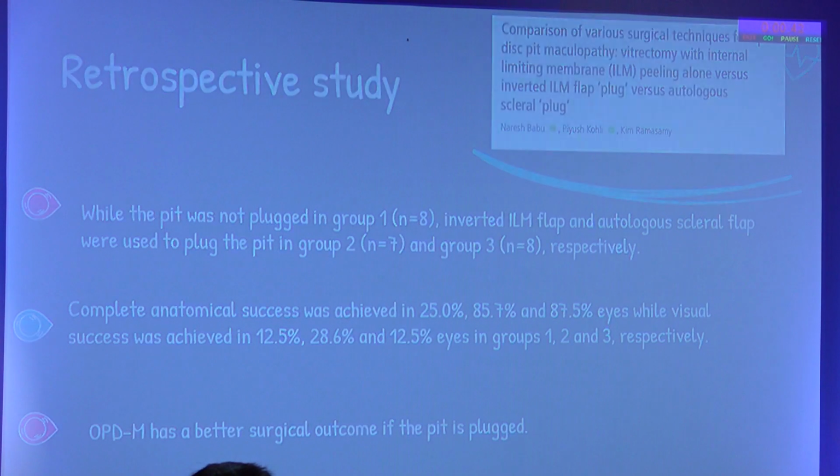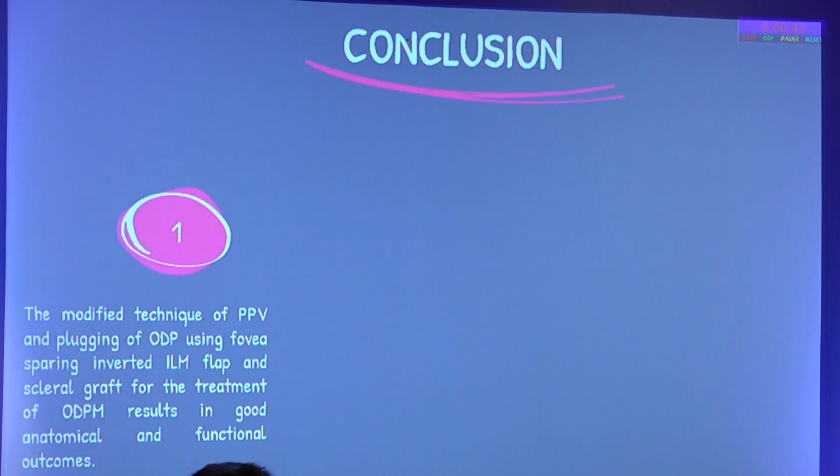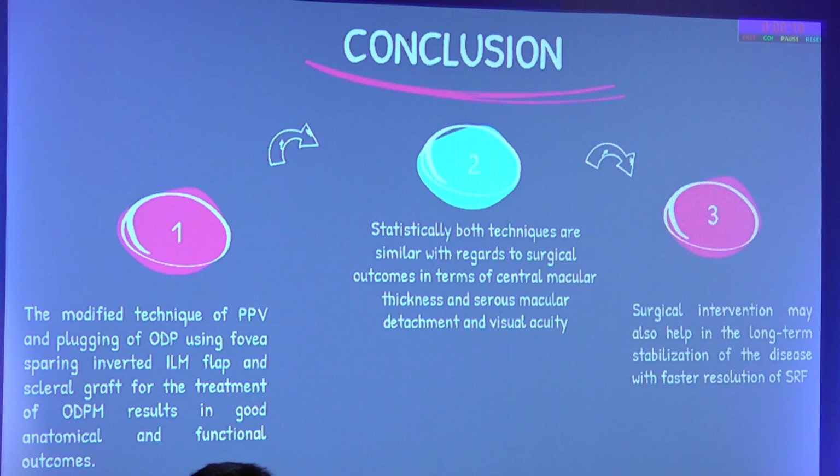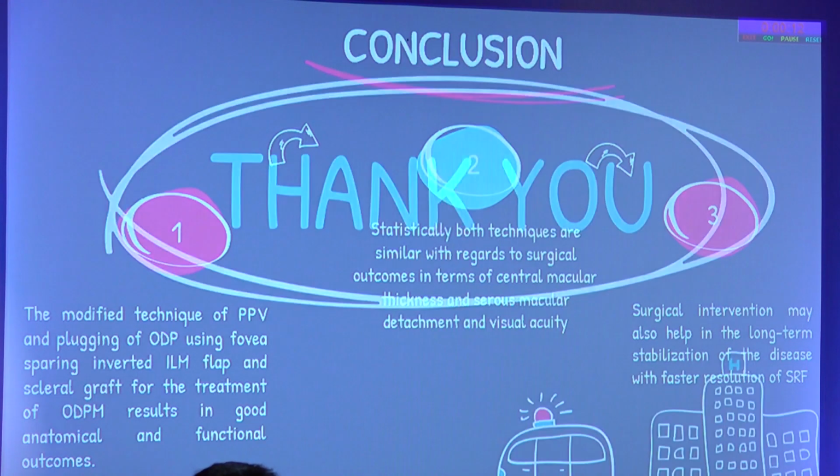So to conclude, the modified techniques of pars plana vitrectomy and plugging of the pit, using a foveal sparing inverted ILM flap and scleral graft for the treatment of pit maculopathy, result in good anatomical and functional outcomes. Statistically, both techniques are similar with regard to surgical outcomes in terms of central macular thickness, serous macular detachment resolution and visual acuity. Surgical intervention may also help in the long-term stabilization of the disease with faster resolution of the SRF. Thank you.